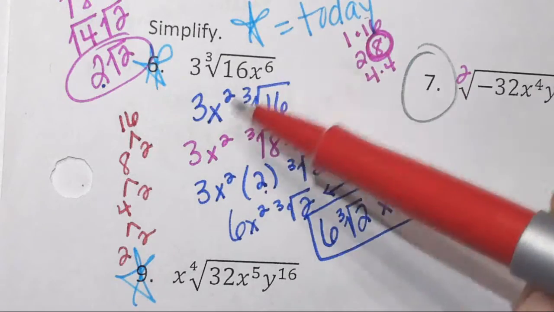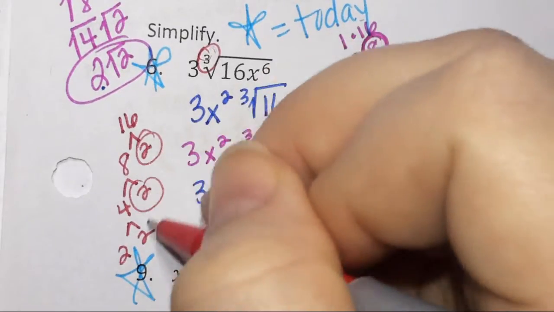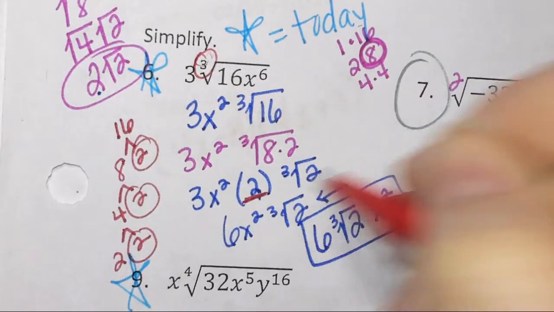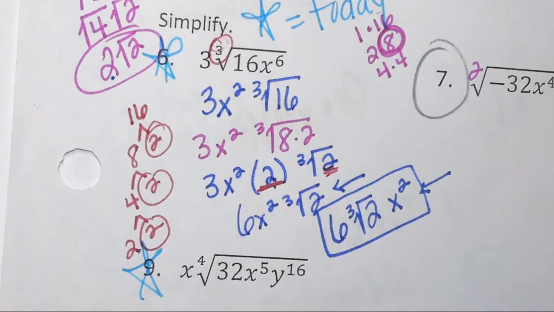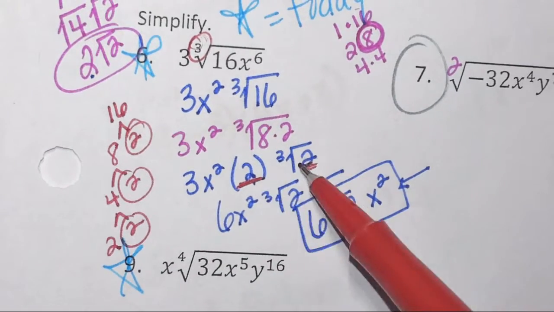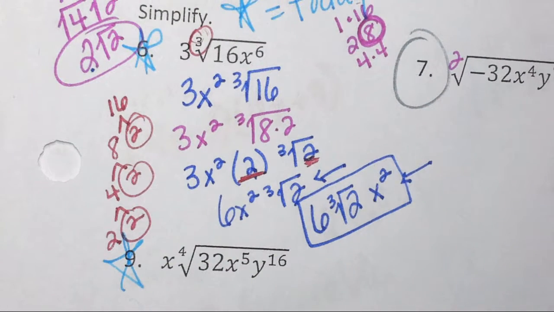And then since our index is 3, we're going to need 3 of them together in order to have a match. So 1, 2, 3. That's why 2 came out. The 1, 2 left over. That's why that 1, 2 stayed inside. So you could always figure this out without actually knowing your perfect cubes, just if you broke it down to prime factors.